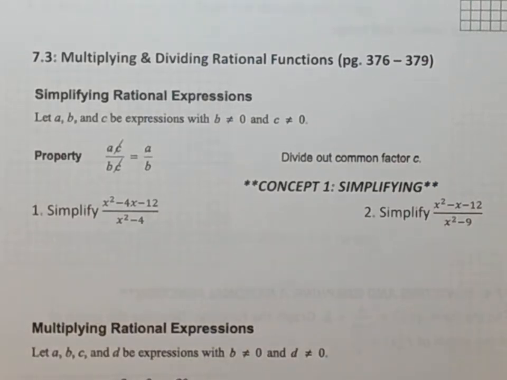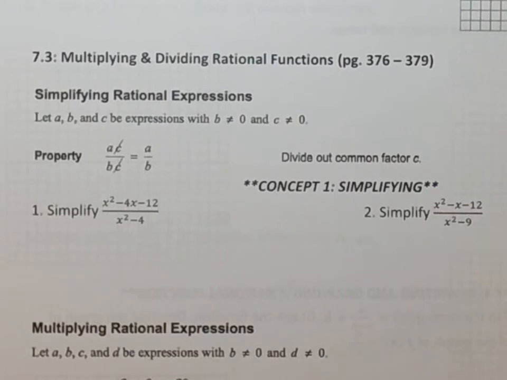All right, 7.3, multiplying and dividing rational functions. First thing we're going to do is simplify rational functions. And one of the key things you need to understand is that when you have a rational function to simplify, you always factor.